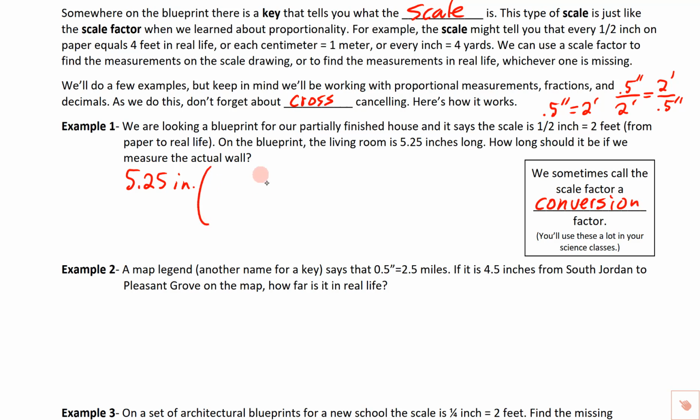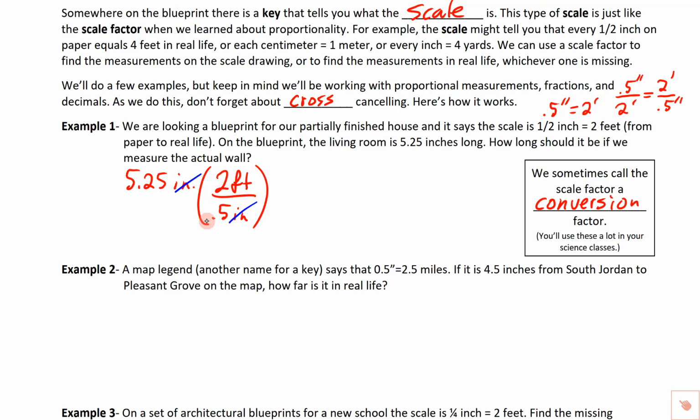So here's the deal. We're going to multiply this by the scale factor, but we have to pick the right one. It's going to be a fraction. It's going to be one of these two fractions, and here's how you tell. We want to cancel off the inches. We want to turn the inches on the paper into some measurement in real life. So we're going to pick this second one. So I'm going to put 0.5 inches, and then I'm going to put 2 feet on the top. Now, you'll notice that a couple of things happen here. I can cancel the inches right there. I could also do a little bit of cross cancellation with the decimals, but we're not going to worry about that.